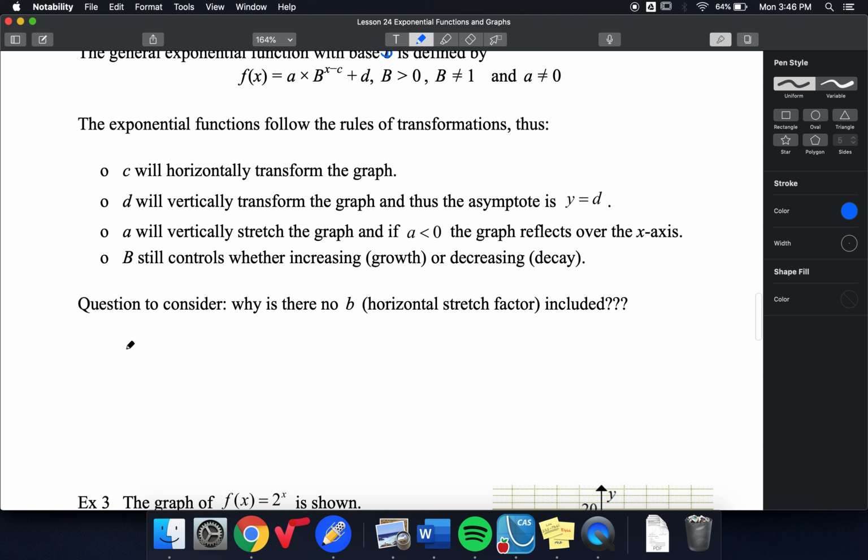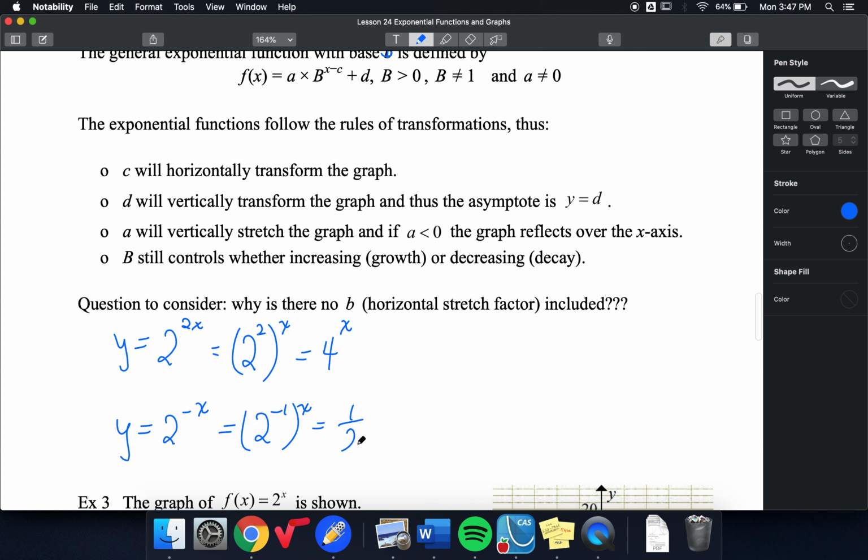If I had something like 2 to the 2x, well, that's the same as 2 squared to the x, which is the same as 4 to the x. And like we saw in the last example, if I had 2 to the negative x, that's the same as 2 to the negative 1 to the x, which is the same as 1/2 to the x. So really this b value is changing the base, and I don't need to think about it as a horizontal stretch. Instead, I can just think of a different parent function with a different base value.